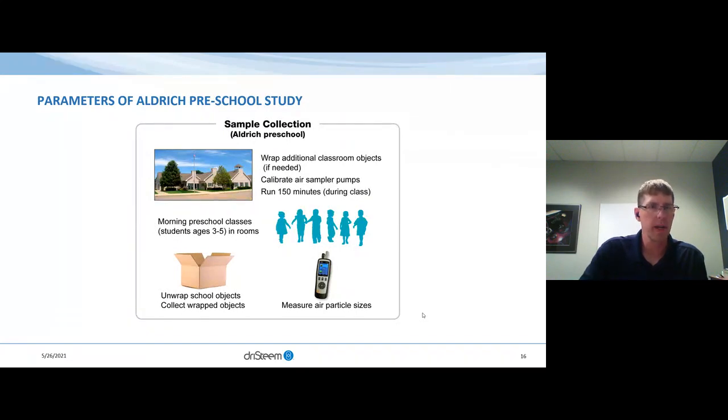And so again, looking at not just surfaces, okay, what do we find on surfaces? What do we find by taking air samples and looking at absences and increases of flu or cold-like symptoms within the children within the space.